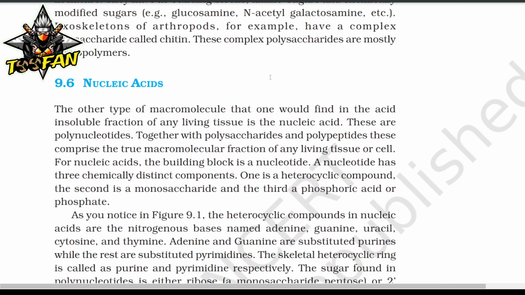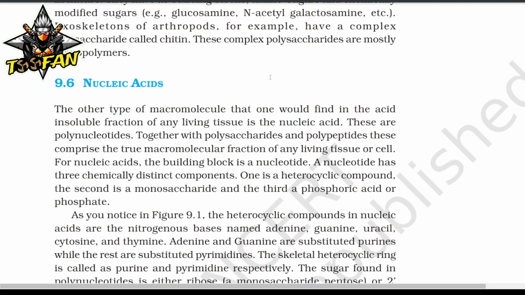Nucleic acid. The other type of macromolecule that one would find in the acid insoluble fraction of any living tissue is the nucleic acid. These are polynucleotides. Together with polysaccharides and polypeptides, these comprise the true macromolecular fraction of any living tissue or cell. For nucleic acid, the building block is a nucleotide. A nucleotide has three chemically distinct components. One is a heterocyclic compound, the second is a monosaccharide, and the third is phosphoric acid or phosphate.